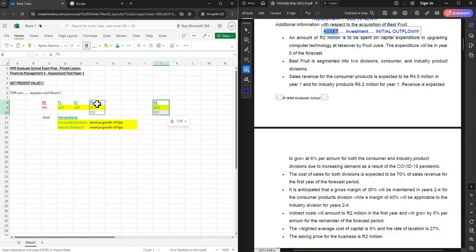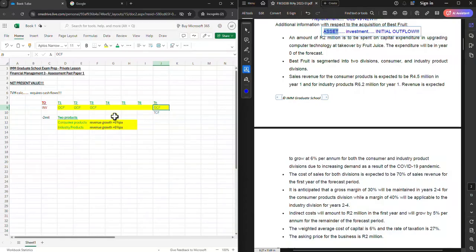The cost of sales for both divisions is expected to be 70% of sales revenue for the first year of the forecast period. So we know that both of them, their cost is going to be 70% of their revenue for the first year only.